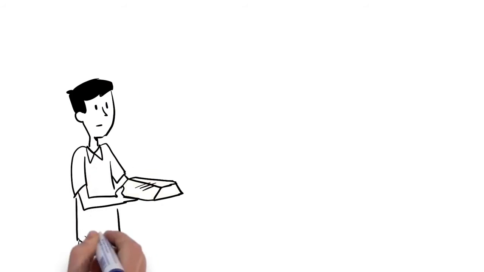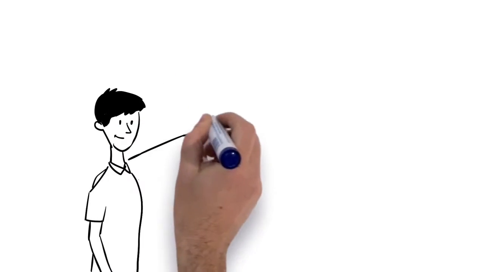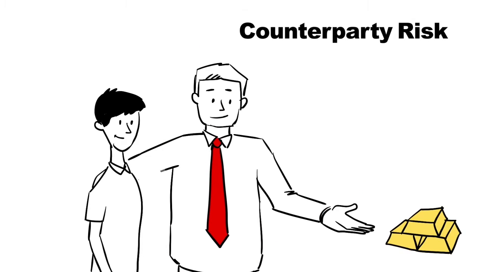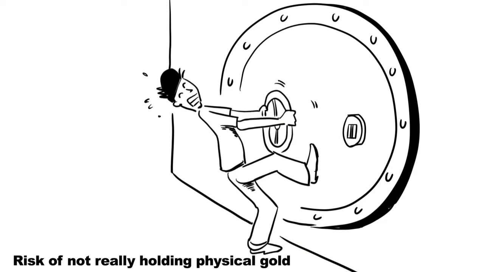Two of the most important risks for investors in this financial crisis when investing in gold are counterparty risk. This is the risk investors face when they hold their investment through an intermediary instead of directly. They are exposed to the risk of counterparty default and the risk of not really holding physical gold and the impossibility of verifying its existence.